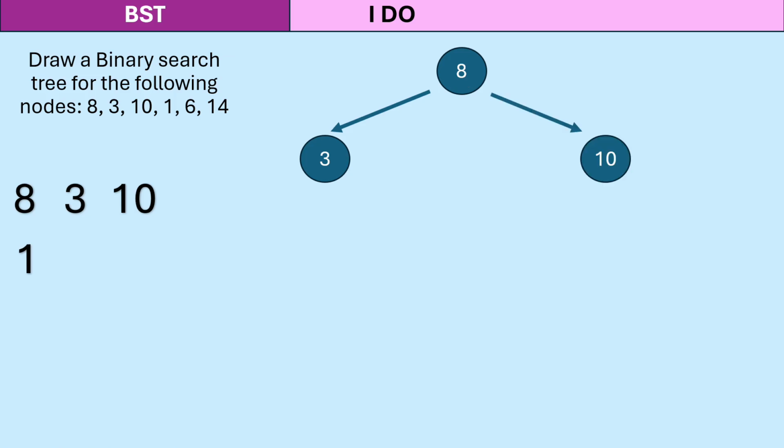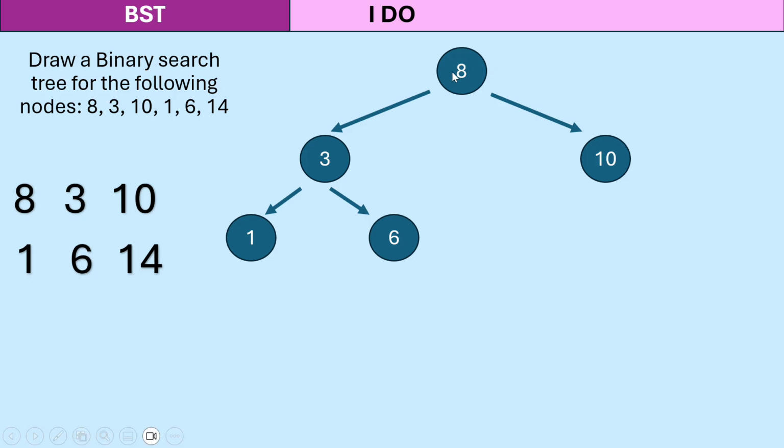The next number is 1. Well, 1 is less than 8, so it's going to the left. 1 is less than 3, so 1 is going to be placed on the left side of 3. Next number is 6. Well, 6 is less than 8, so we go to the left. Well, 6 is bigger than 3, so we're going to go to the right. Last number to do, 14. Well, 14 is bigger than 8, so it's going to go on the right. Well, 14 is bigger than 10, so it needs to go on the right.